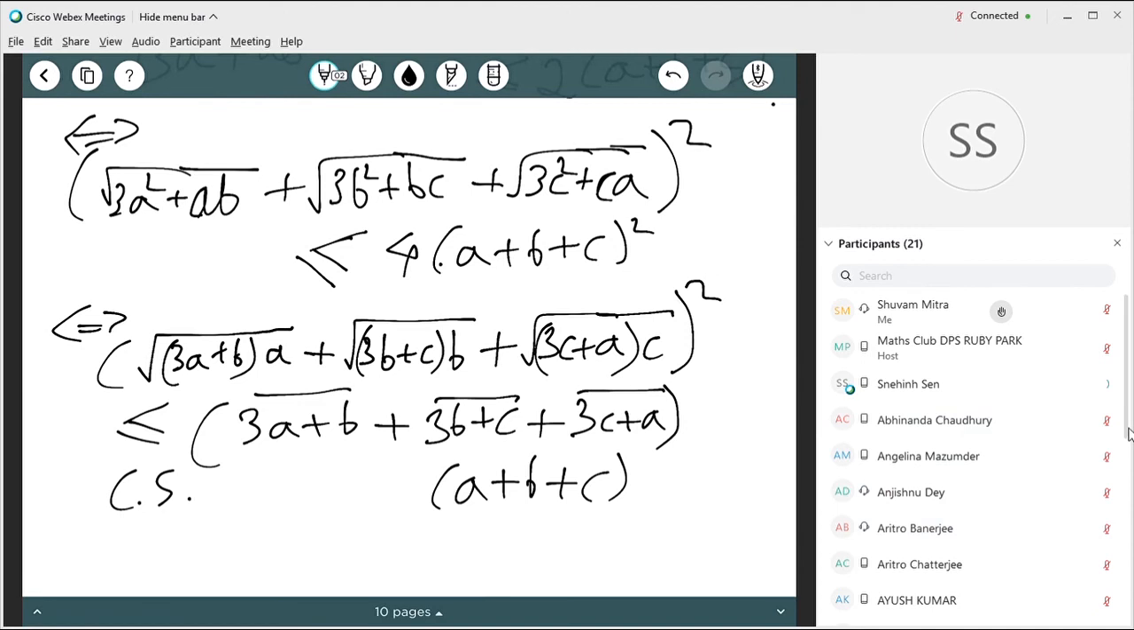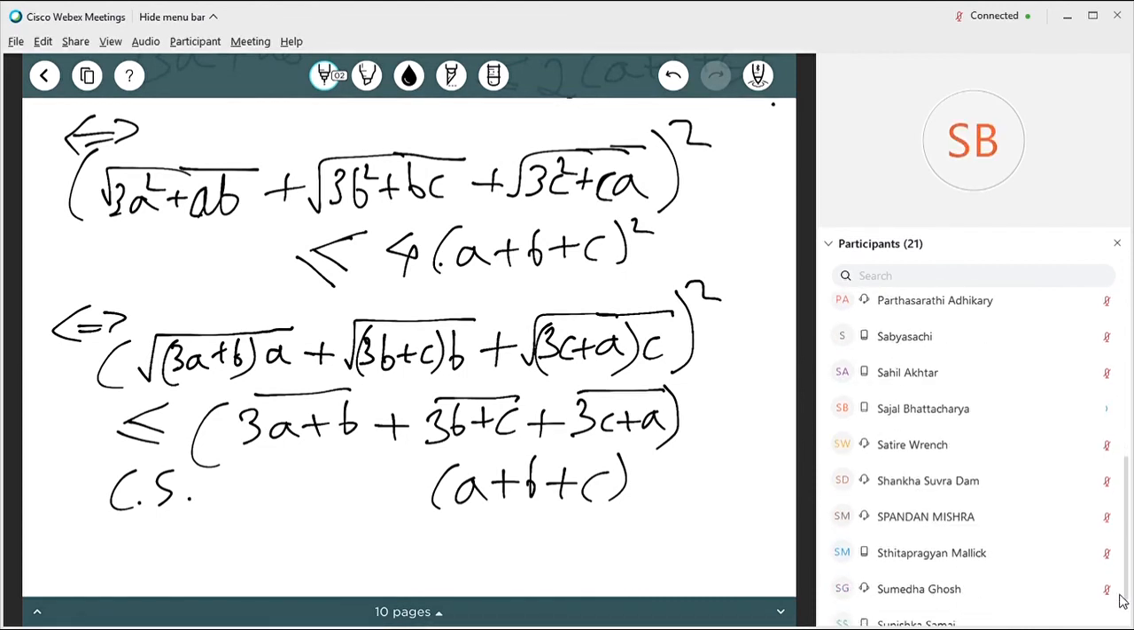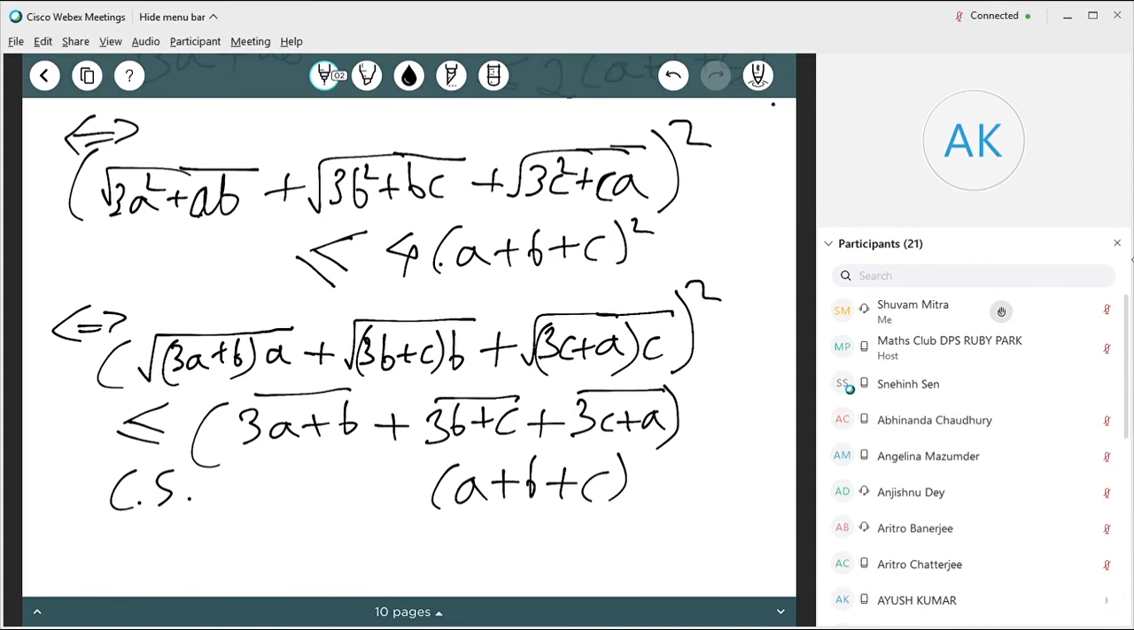Okay then. So should I assume that you've gone through it and understood it? I have a doubt. There's a bit of difficulty in applying Cauchy-Schwarz in the last step, after the root 3a plus b to a, after that step.